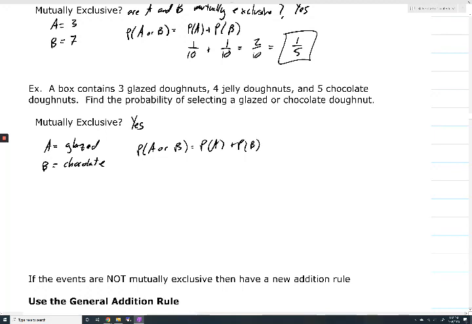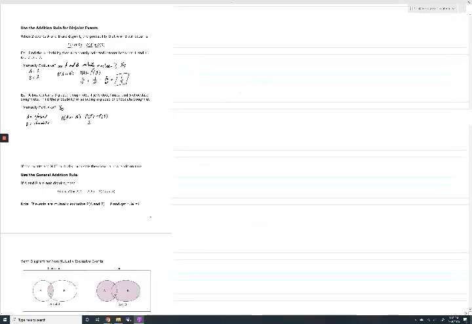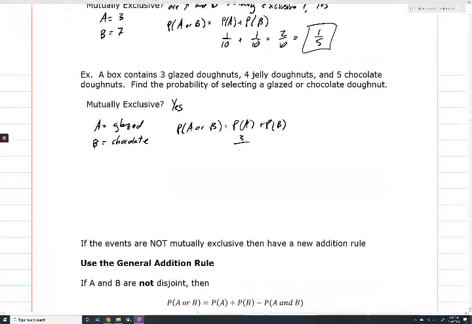It's the probability of A plus the probability of B, or just the probability of each of those added together. So we have 3 glazed donuts out of a total of 12 donuts, plus the 5 chocolate donuts out of 12 give us 8 out of 12. And again, we always reduce.